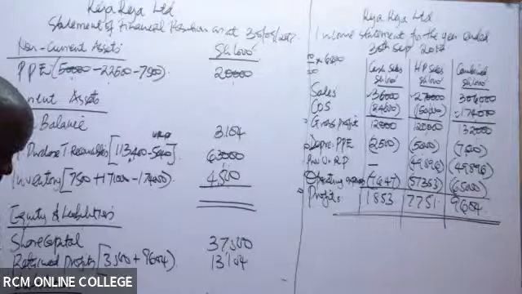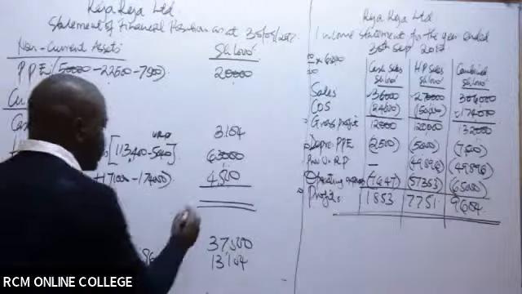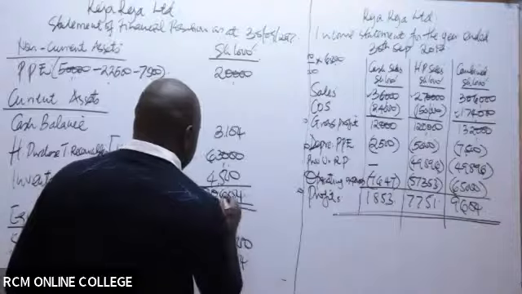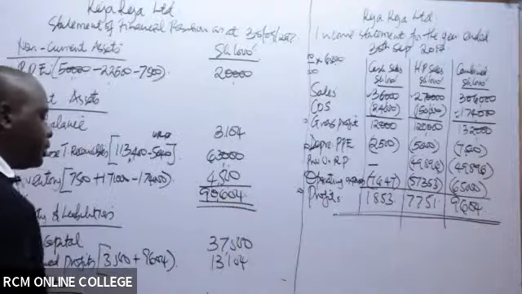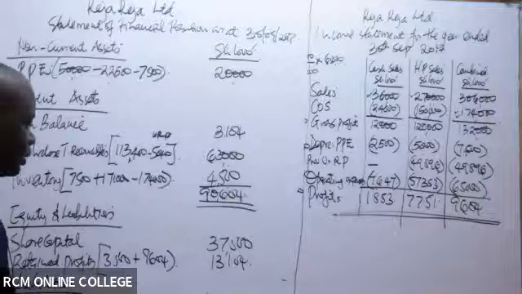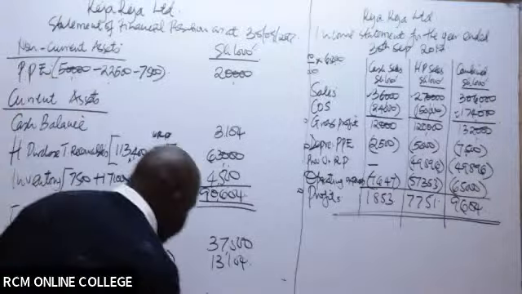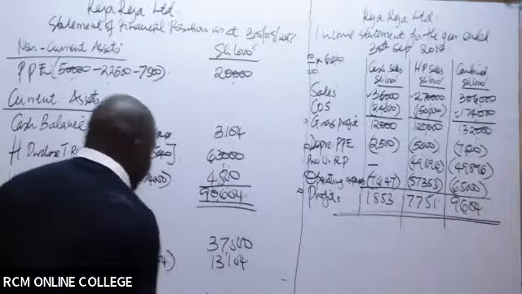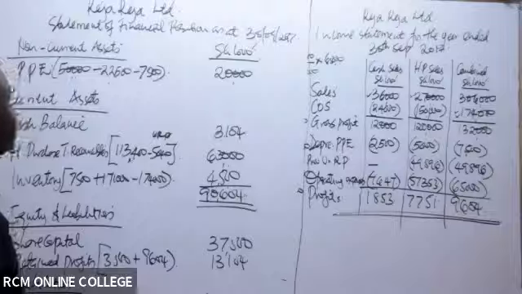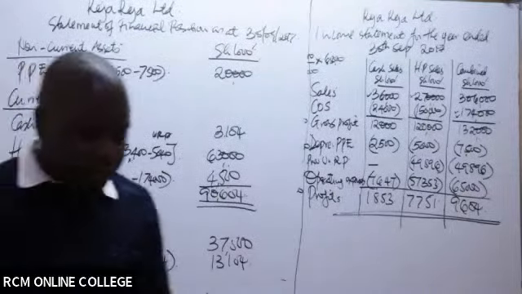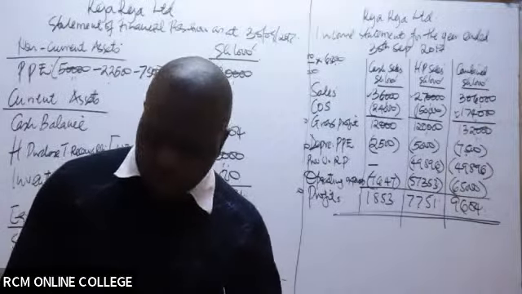You can see you're saying 9,604. What about this other side? It should be the same. Yes, 9,604. It should just be the same like that. So that's how you come up with the statement of financial position. Statement of financial position.